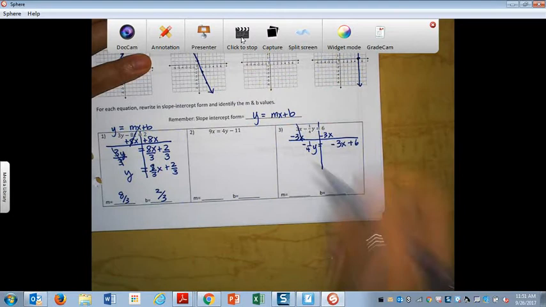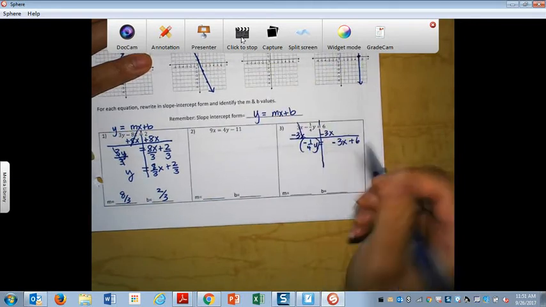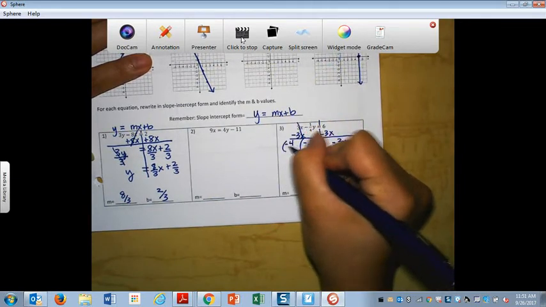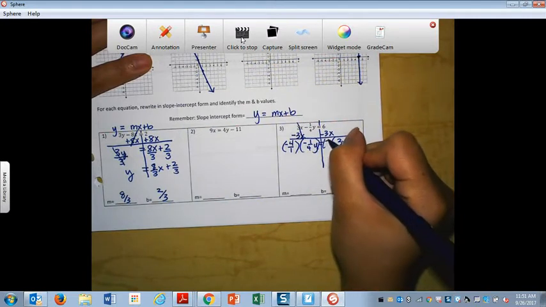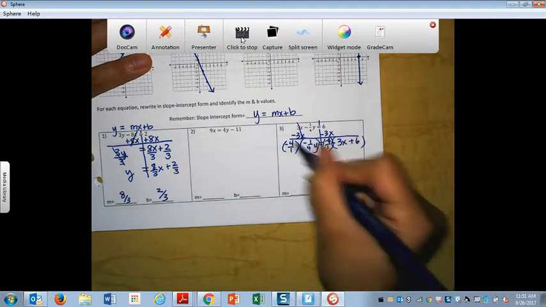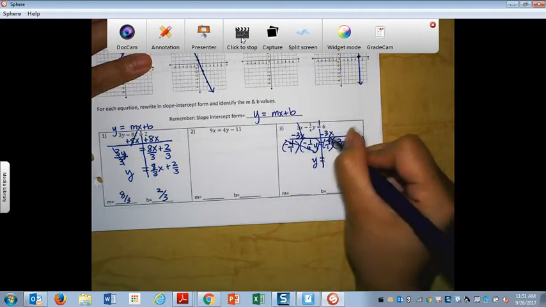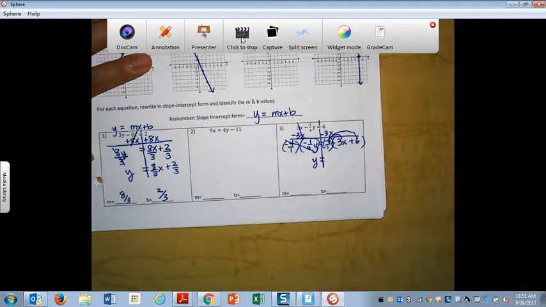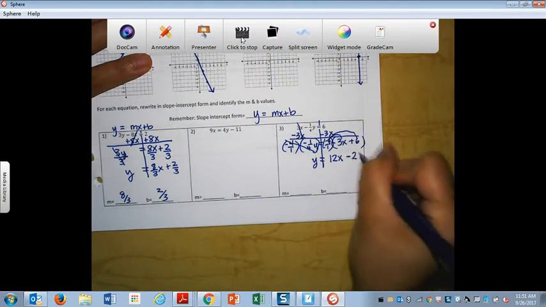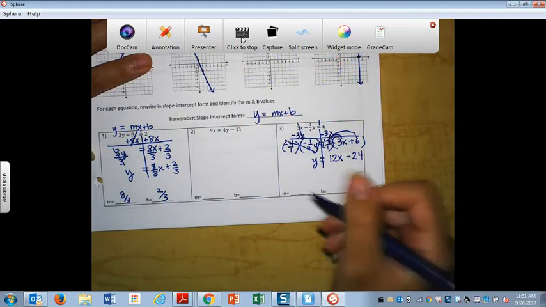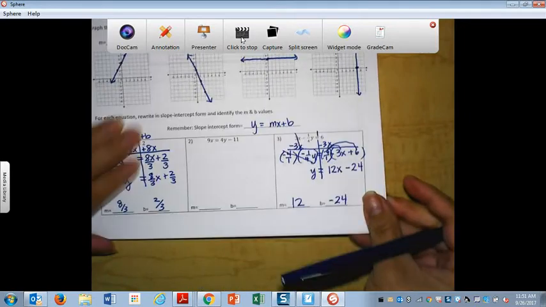Alright, now I want to get rid of this fraction. Okay, so I'm going to multiply this by the inverse, which is that. What you do to one side, you're going to do to the other. So that's going to have 4 over 1 as well. Okay, so this goes away. This just becomes y. Okay, now we're going to have to distribute, okay? And when we distribute, we're going to get that y equals 12x minus 24. And you're going to have a slope of 12 and a b of negative 24. Okay, next page.